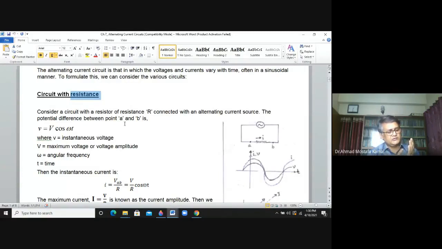ধরো একটা কম্পোনেন্ট যদি থাকে যে শুধু আর, আজকে যেমন দেখাচ্ছি শুধু আর যদি থাকে তাহলে কি হবে, শুধু ক্যাপাসিটর যদি থাকে তাহলে কি হবে, শুধু ইন্ডাক্টেন্স যদি থাকে তাহলে কি হবে, একটা একটা করে, তারপরে দুটো করে কিংবা তিনটা করে এইভাবে যাবে। হ্যাঁ, সার্কিট উইথ রেজিস্ট্যান্স। So we should start with that. In this case voltage equation has to be written.